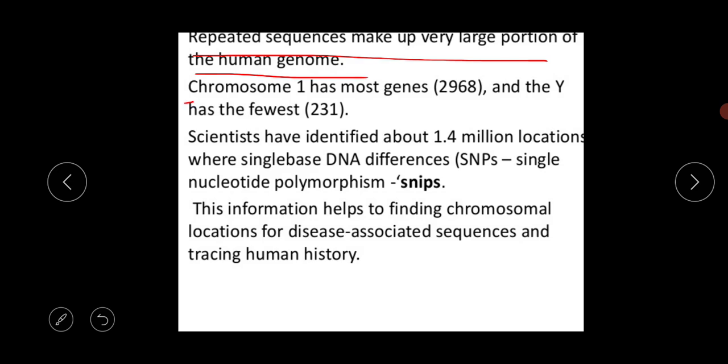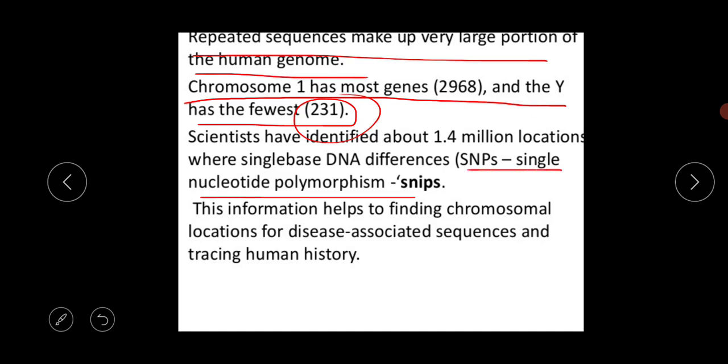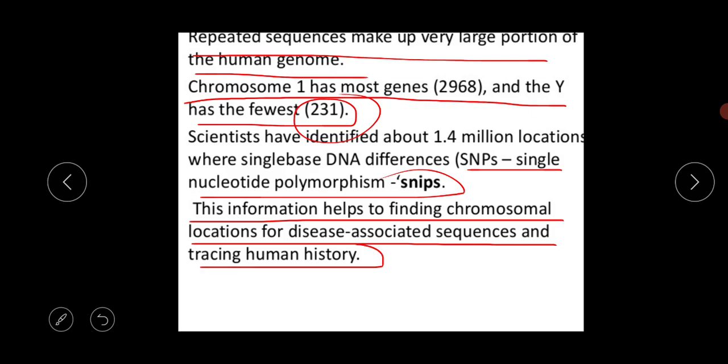Chromosome 1 has the most genes, 2968, and the Y has the fewest, 231. Scientists have identified about 1.4 million locations where single base DNA sequences vary, the SNP, or single nucleotide polymorphism, called SNPs. This information helps in finding chromosomal locations for disease associated sequences and tracing human history.